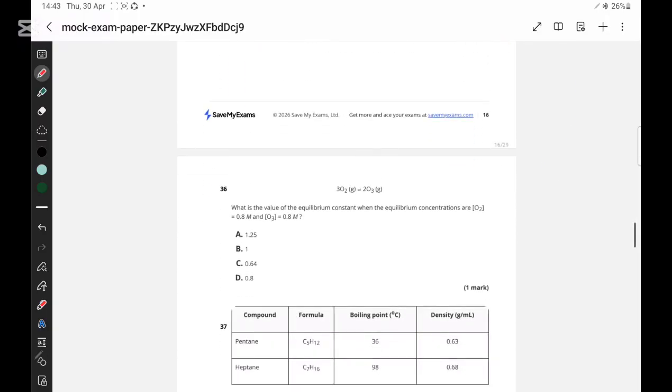Then for the next question, question number 36: what is the value of the equilibrium constant when the equilibrium concentrations of O2 and O3 are both 0.8? First we write Kc as product over reactant: O3 raised to the power square at the top, and O2 raised to the power cube at the bottom. O3 is 0.8 whole square, and O2 is 0.8 whole cube, and the answer comes out to be 1.25, which is A.